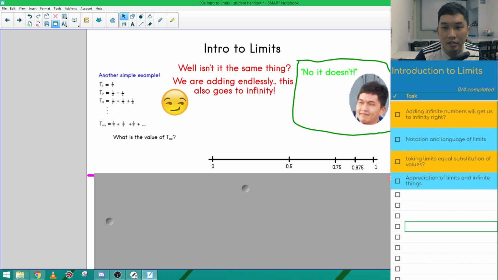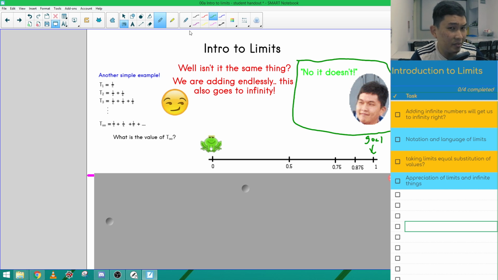I'm going to get you to look at this frog. Here, let me introduce you to a frog. This frog is on the number line, starting at 0. His goal is to reach the end over here. Sorry, that's a bad arrow. His goal is the number 1. He wants to reach there.